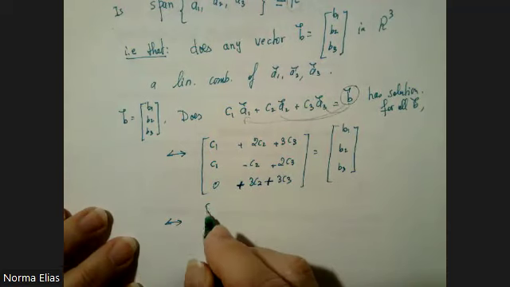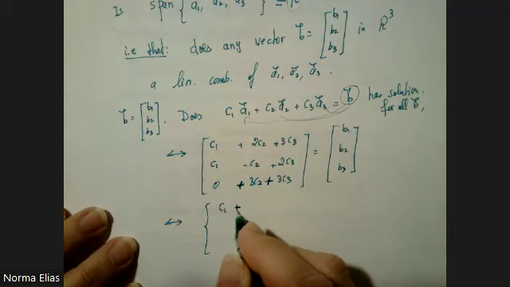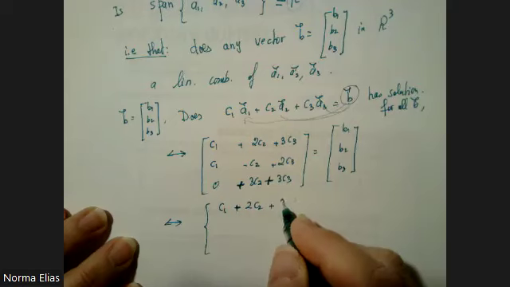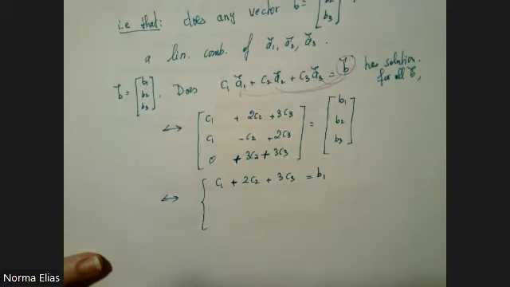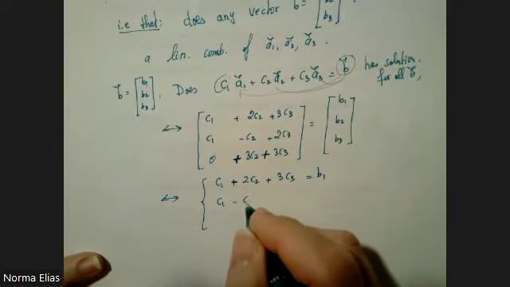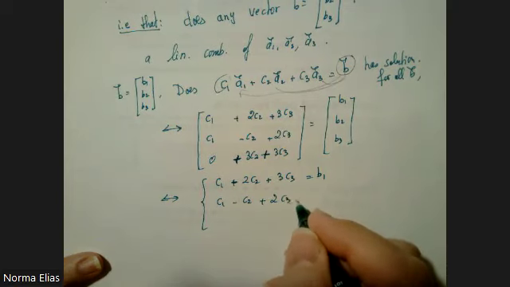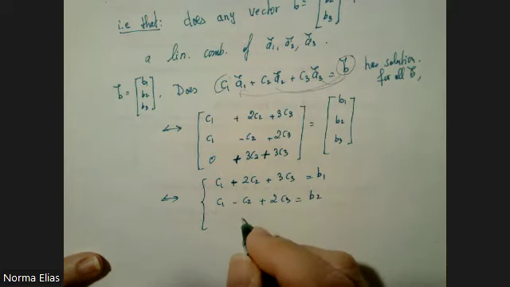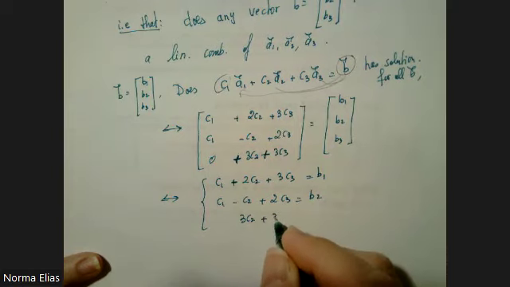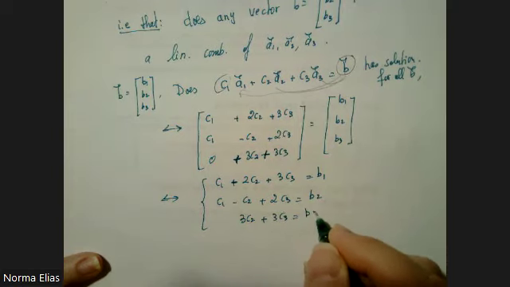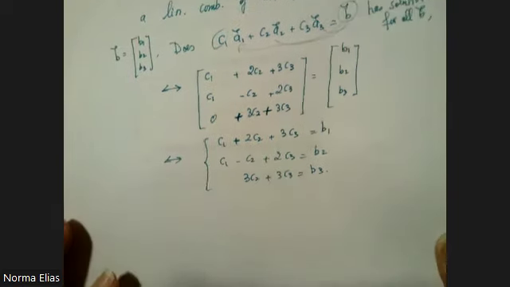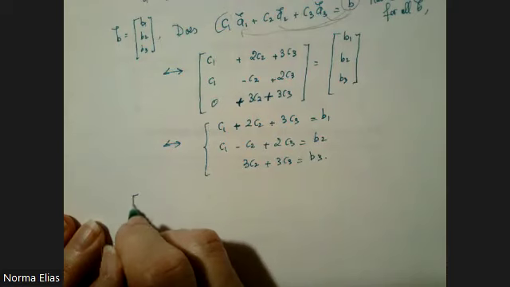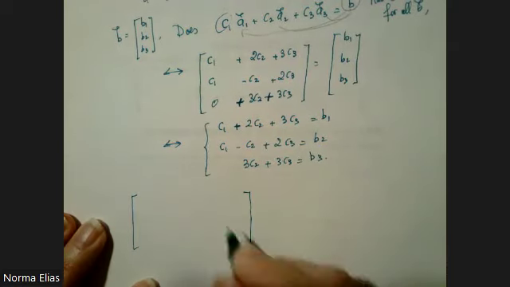So that's equivalent to solving the system: C1 plus 2C2 plus C3 equal B1. Remember, C1, C2, C3 are the weights, so they are my unknowns here. C1 minus C2 plus 2C3 equal B2, and 3C2 equal B3. And the question: can I always find a solution for the system, regardless of what B1, B2, B3 are? And as you realize, this is exactly what we're doing.